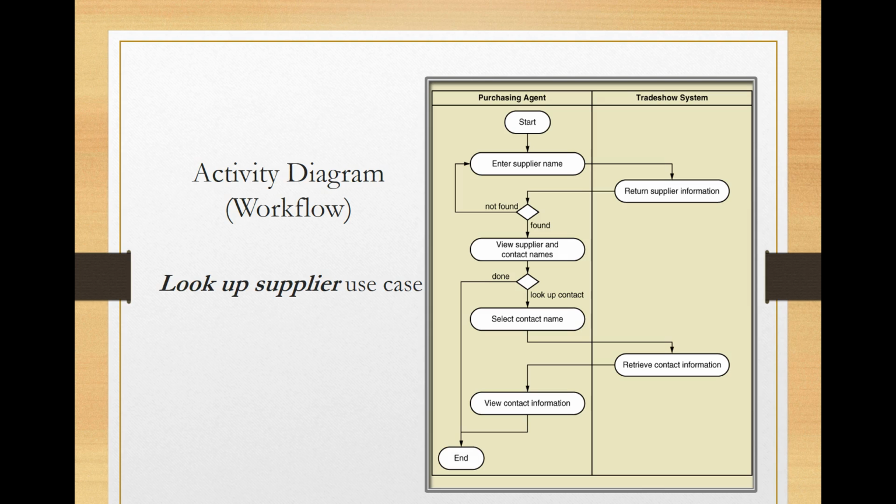And so if you look, that flow chart has a start and an end, just like we've seen before. Enter supplier name, so notice that's under that purchasing agent. But then it interacts with the trade show system. So this is my person, this is my system. And so we can divide those two, what happens and what happens where. So it's another way we can do it.